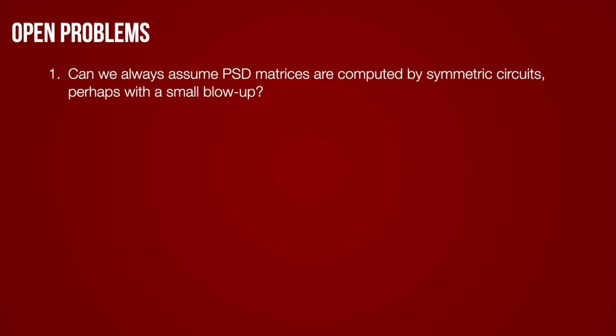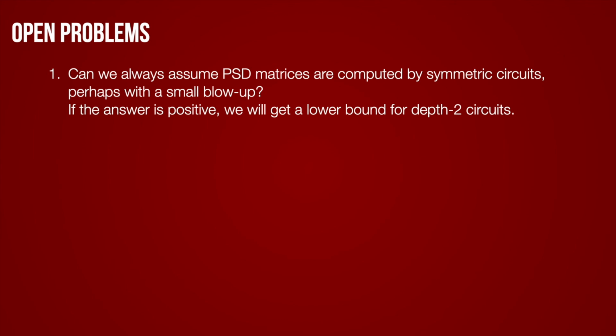Even if this is not strictly true, maybe it is approximately true in the sense that you can always convert any circuit to a symmetric circuit with a small blow-up, and then we could prove lower bounds for general depth-2 circuits just by first converting them to a symmetric circuit and then using the lower bound we have for symmetric circuits. So we don't have a lot of evidence in favor of this conjecture, and I don't know if there is any good reason to hope that it is true, but it will be nice to know either way.